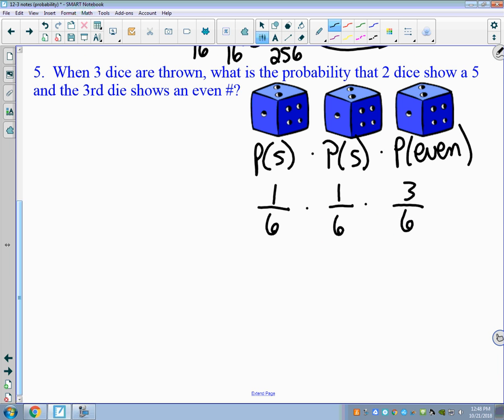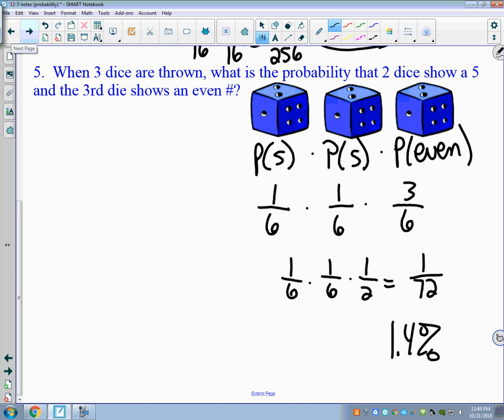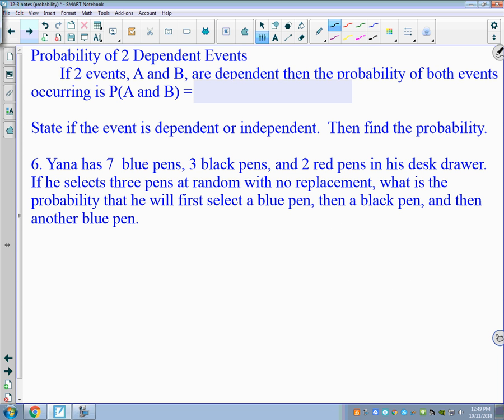So 5s, how many 5s are there? Just 1 out of how many sides on a die? 6. And another 5, still only 1 5 out of 6 sides. And then the third one, we want an even number. So how many even numbers are there? 2, 4, and 6, right? So there are 3 even numbers. So 1/6 times 1/6, and that's really just 1/2 chance, right? So 36 times 2 is 1 out of 72, or that's like 1.4% chance of that happening.